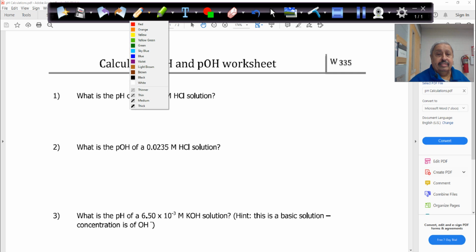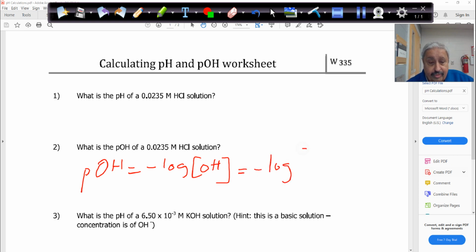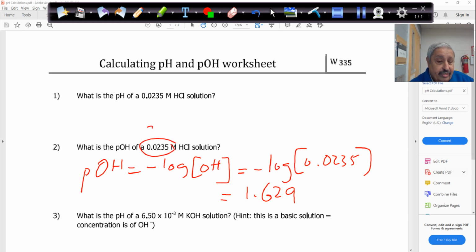Well, again, that's the same thing we did. The pOH is minus log the OH, correct? And this is minus log. The concentration is 0.0235. And we say that is 1.629, correct? So we said this is 3 sig figs. 3 sig figs has to correspond to 3 digits. 1.629. Okay, guys? So that's the pOH. It has to be 3 sig figs.